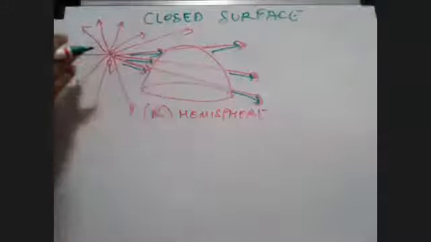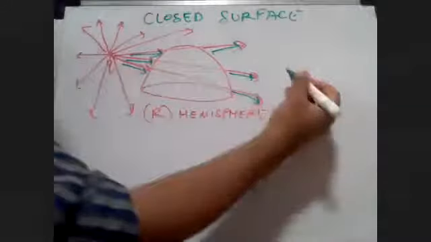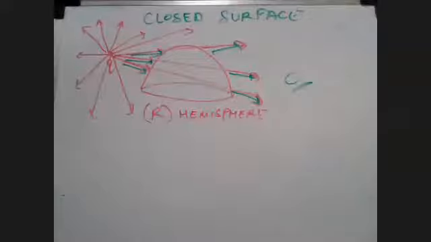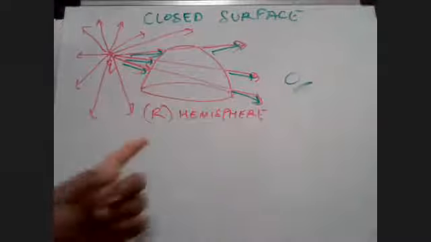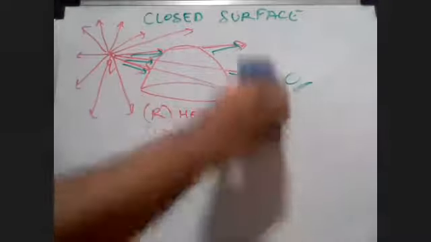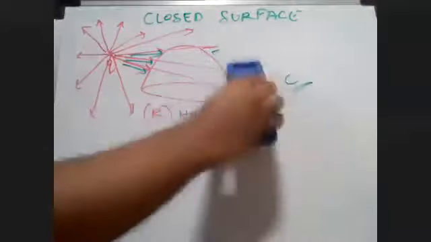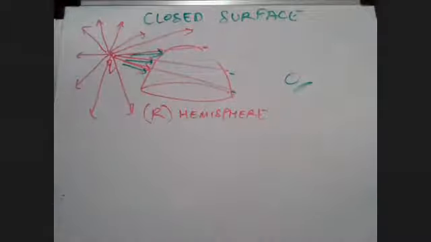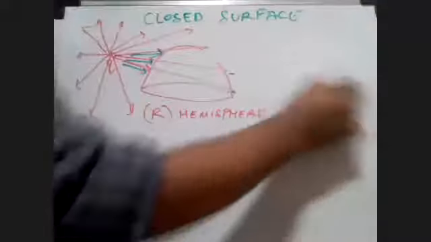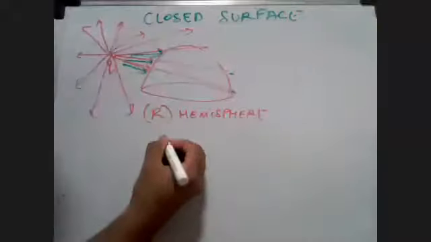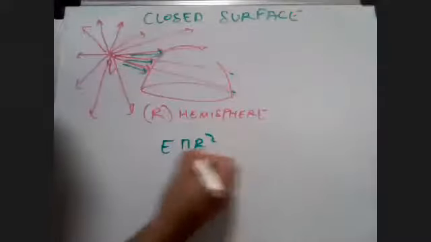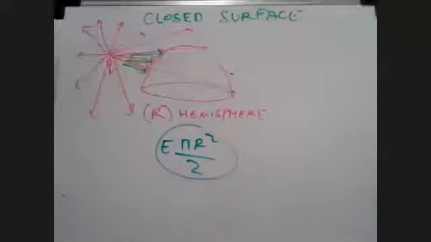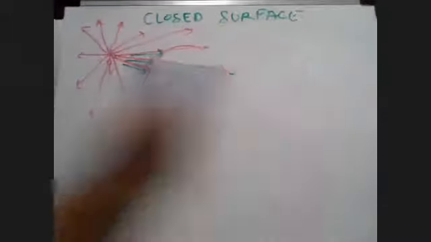If I only ask you what is the electric flux passing or entering through the area, only entering, that means you will not consider this. It will be E pi r square by 2. Then you can apply the concept of the projection of the semicircle, and that will give you E into pi r square by 2. Okay, everyone understood? Yes, sir.